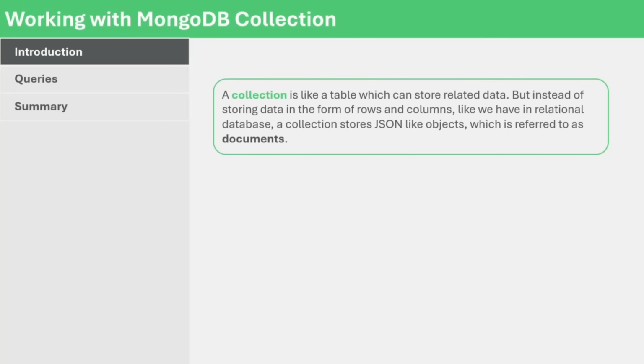Now, a collection is like a table which can store related data. But instead of storing data in the form of rows and columns like we have in a relational database, a collection stores JSON-like objects, which are referred to as documents. We have already talked about documents in great detail in our previous lecture. So in simple words, we can say that a collection is a collection of related documents.